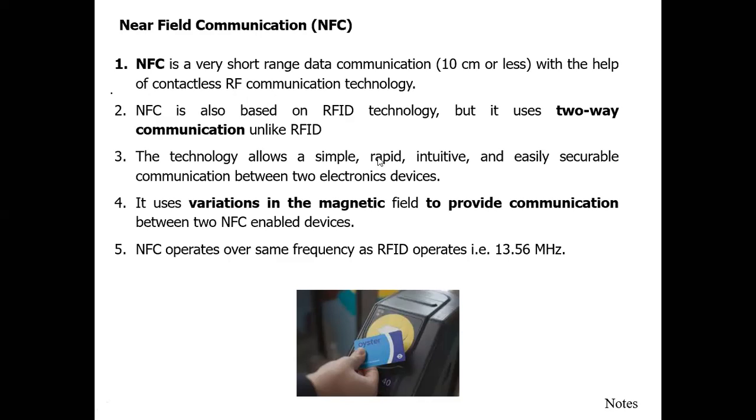NFC operates over the same frequencies as RFID operates in, 13.56 megahertz. So this is the same frequency we were using. The reader and the tag are communicating over a frequency of 13.56 megahertz.